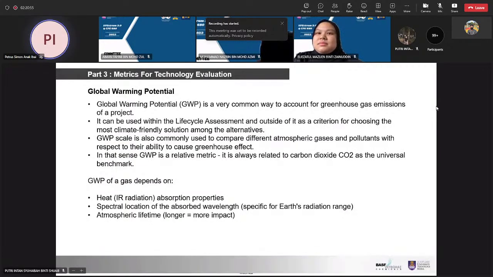This is another metric which is commonly used to account for the greenhouse emissions of our projects. This technique, the global warming potential, can be used within life cycle assessment and also outside of it, as a criterion for choosing the most climate-friendly solution among the alternatives. It is always related to carbon dioxide as a universal benchmark. GWP depends on the infrared radiation absorption properties, the spectral location of the absorbed wavelengths, and the atmospheric lifetime.